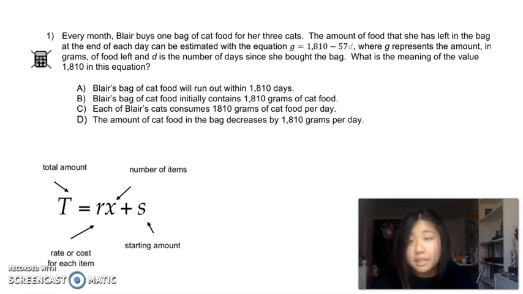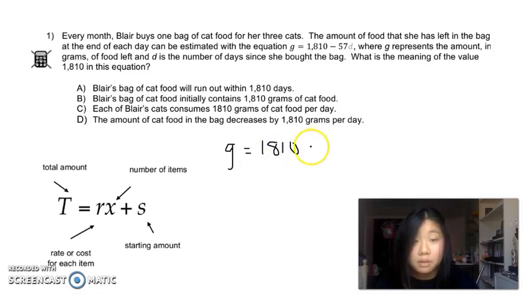Well, this equation is essentially the same as the equation before and also our general equation. It just uses a minus sign. But don't get tripped up by that, because we can also rewrite the equation to be a plus sign. So to do that, I would do G equals 1,810 plus negative 57D.